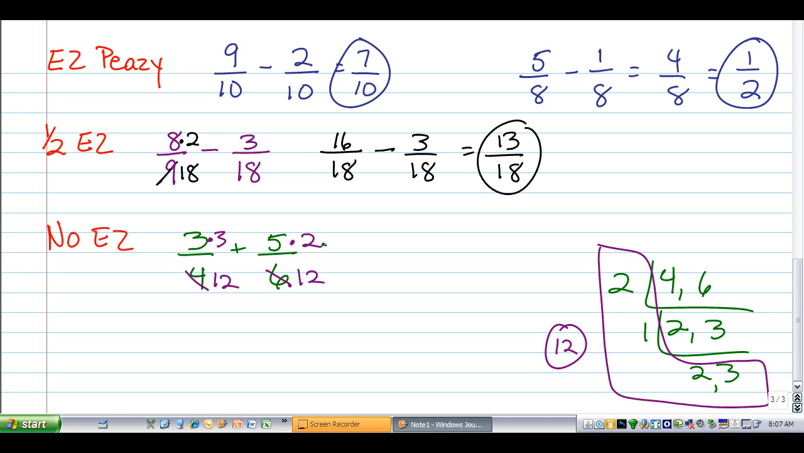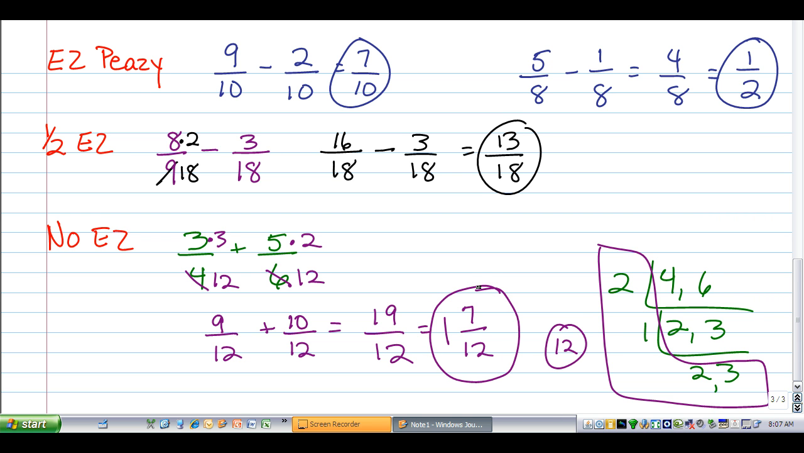And now let's rewrite this so it doesn't get so confusing. 3 times 3 is 9. The denominator is 12. 5 times 2 is 10. The denominator is 12. And I get 19 twelfths. Okay, well, that is an improper fraction, so we need to change it. 12 goes into 19 one time, and what's left over? 7. The denominator stays the same.